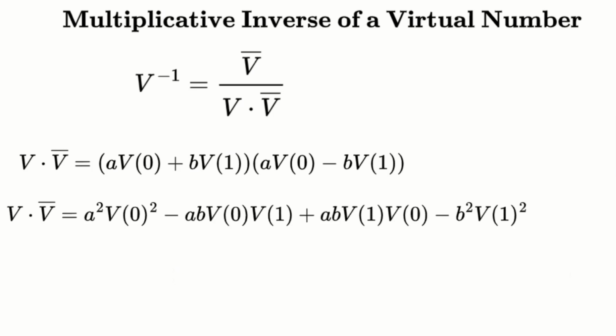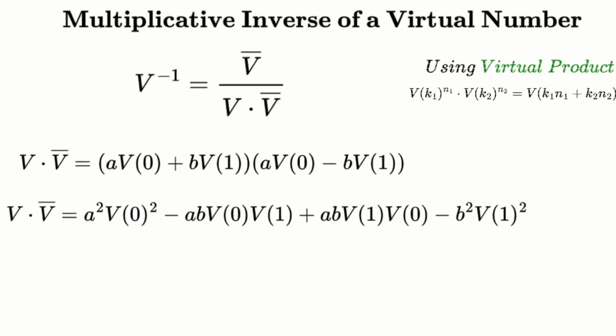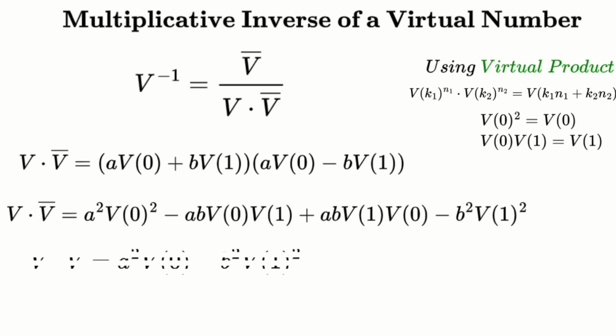When we multiply these two together, we get a squared times v of 0 squared minus a times b times v of 0 times v of 1 plus a times b times v of 1 times v of 0 minus b squared times v of 1 squared. Now, let's simplify this expression. We know from earlier rules that v of 0 squared equals v of 0, and v of 0 times v of 1 equals v of 1. Using these simplifications, the expression becomes a squared times v of 0 minus b squared times v of 1 squared.